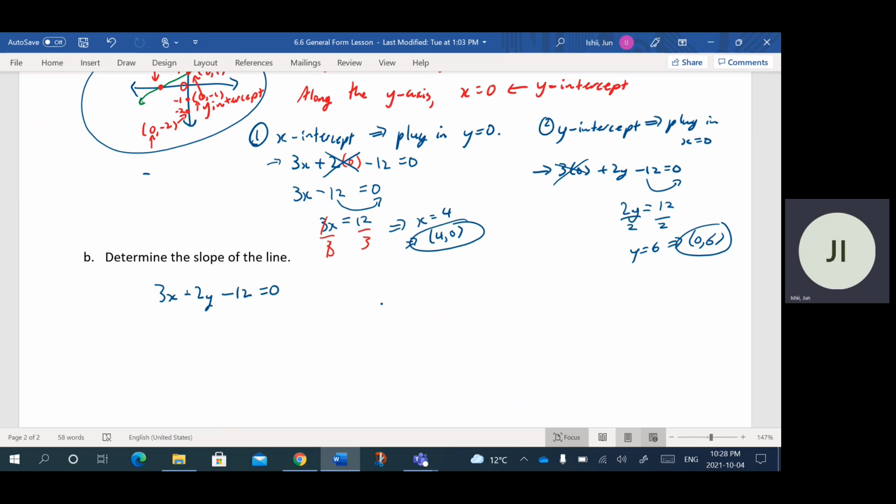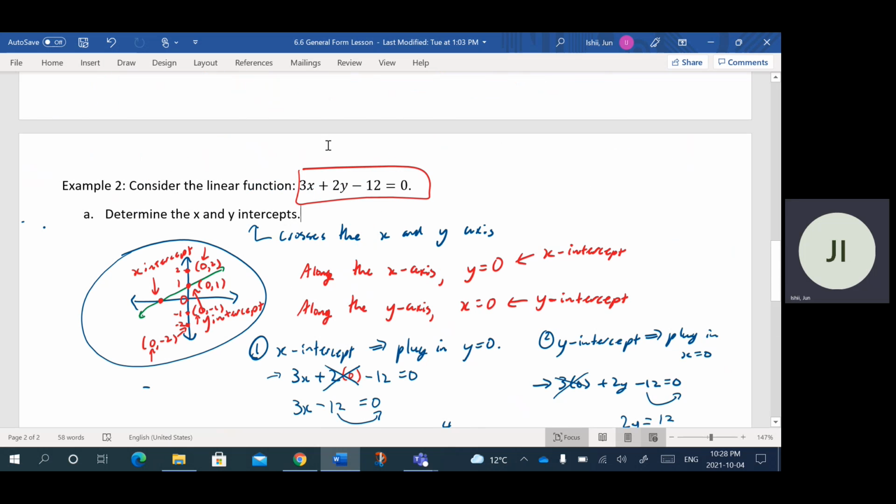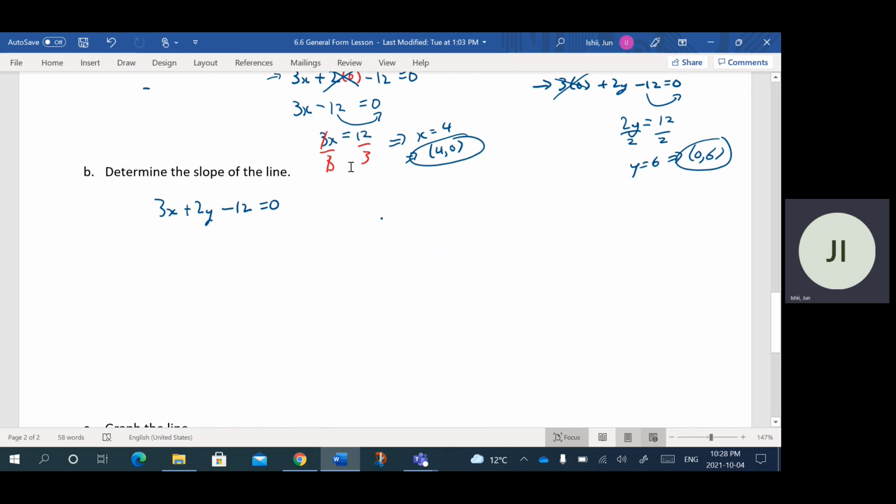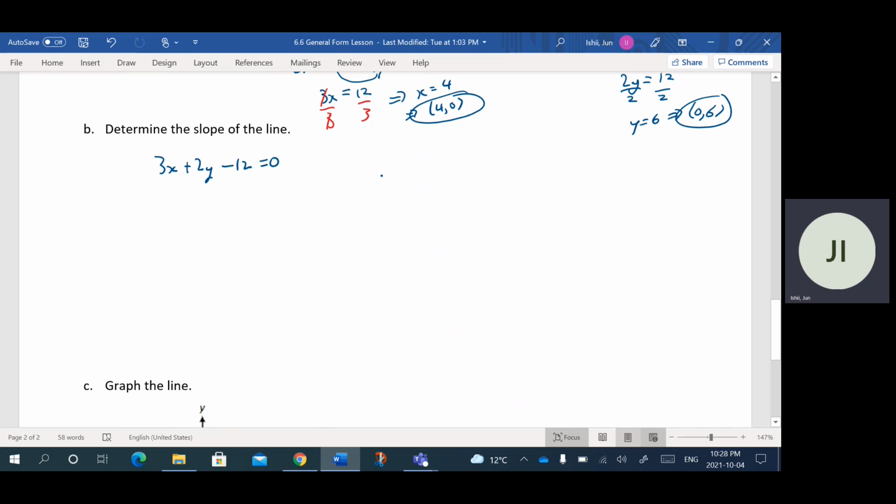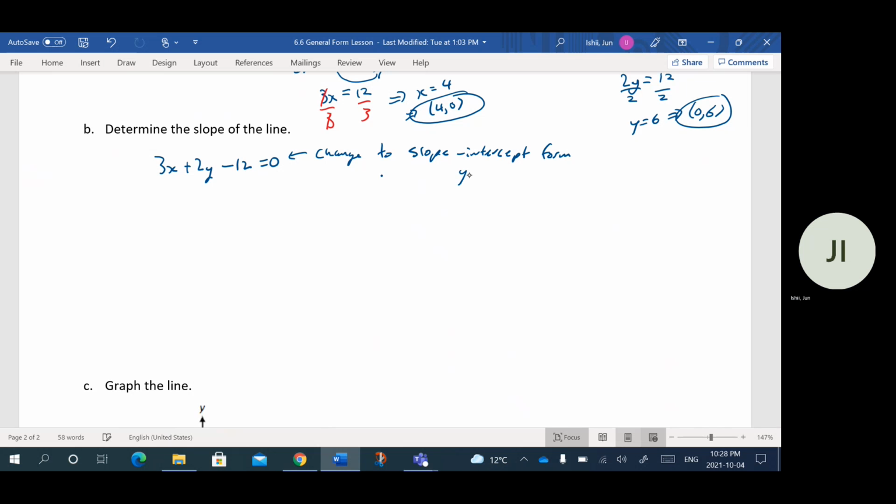All right, it was 3x plus 2y minus 12 equals 0. To determine the slope, what we need to do here is change this to slope-intercept form. Remember, y equals mx plus b. Now to do that, we need to isolate the y.